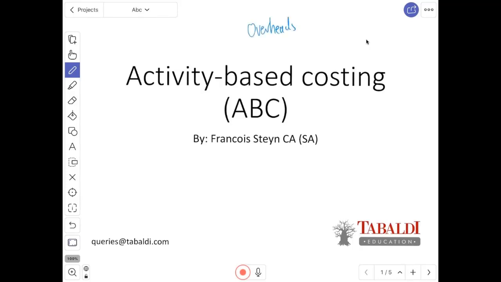Overheads. The overheads is our big problem. So whenever you see overheads in a question, or they say the company has a big proportion of its costs are overheads, or it's highly automated, or they use a lot of machinery, etc., then it's a hint that activity-based costing might come up or might be part of the solution.